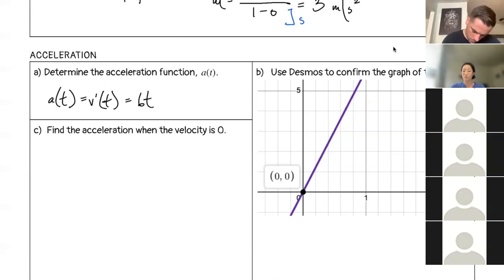Talk to me about some problem-solving strategies. How might we approach this? Find the acceleration when the velocity is 0.